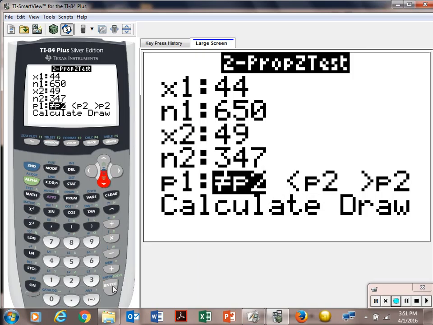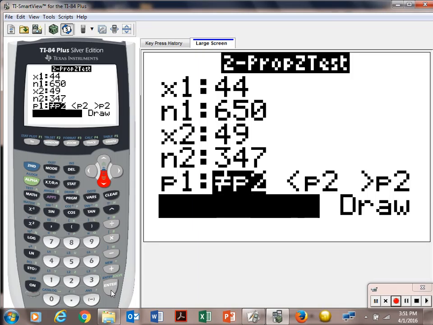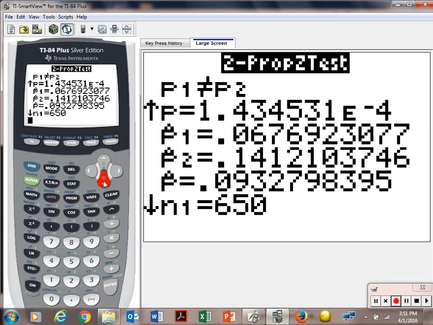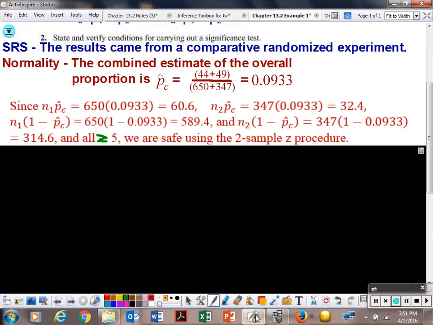And this will give you a bunch of information. This is what I mean by backloading. You're going to go backwards and fill stuff in. So you have everything here. You will notice, if you scroll down, here's P hat 1, here's P hat 2, and here is P hat. Now it doesn't put the little c next to it, but this P hat is the combined amount. And that's what we have right here, 0.0933. So you could have figured out P hat combined by plugging the numbers in and then looking at the P hat. The calculator doesn't put the little c on it.